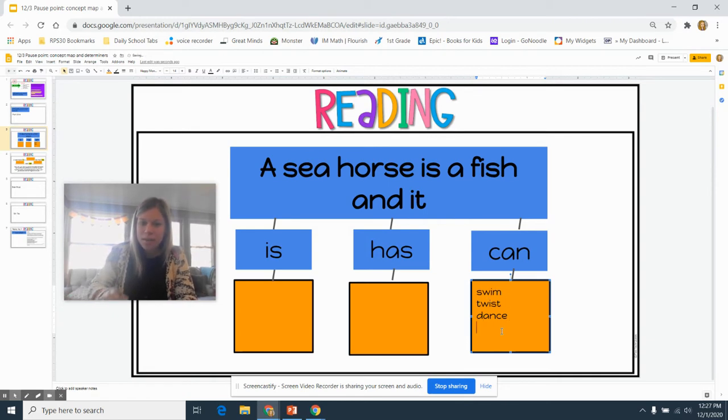Okay, let's do one more. Can you think of something else that the seahorse can do? It can change color. That's a good one. So these are all verbs. This category shows things that a seahorse can do. So if you do something, that is a verb. That's the type of word it is. Okay, so let's move on to some things that a seahorse has.